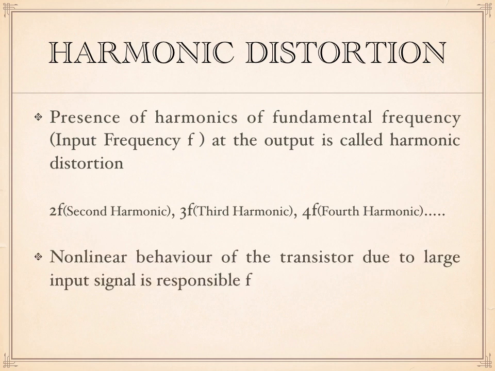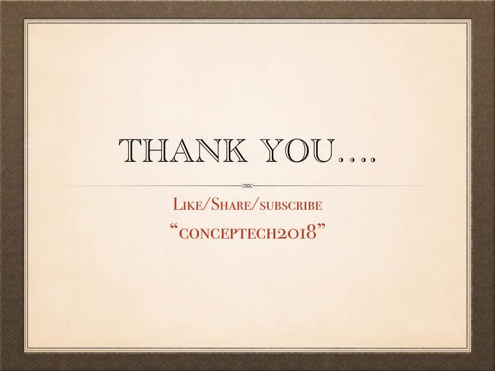This type of distortion is present in large signal amplifiers or power amplifiers, and it is due to non-linear behavior of the transistor. As collector current no longer holds linear relationship with the base current, that is, IC is not equal to beta times IB, and because of this we get harmonic distortion at the output. We'll discuss this distortion in detail in video of class A amplifier.